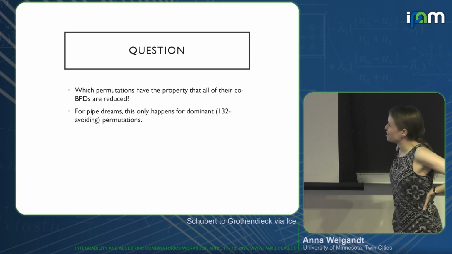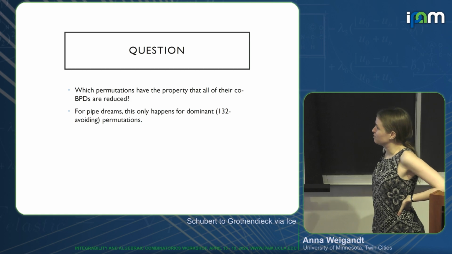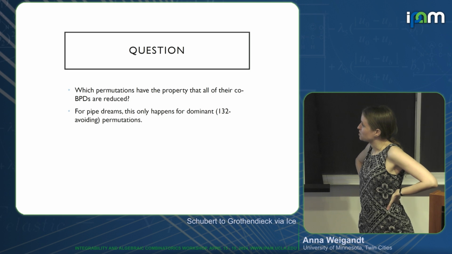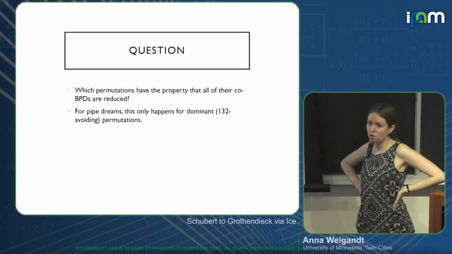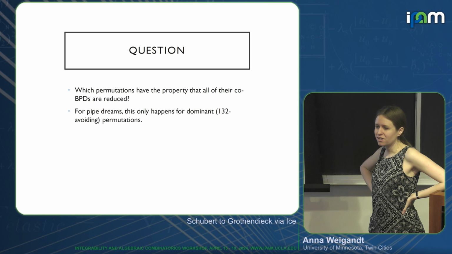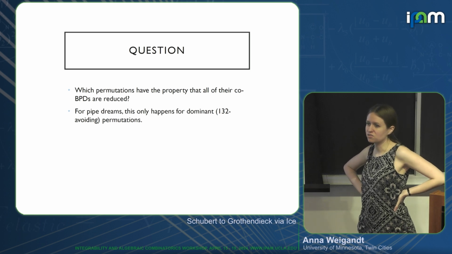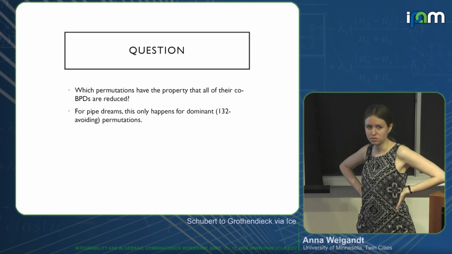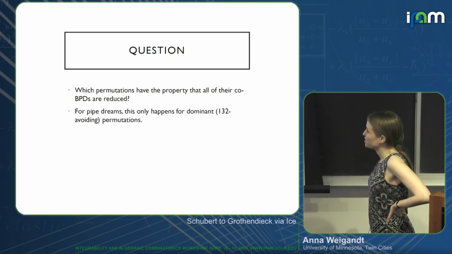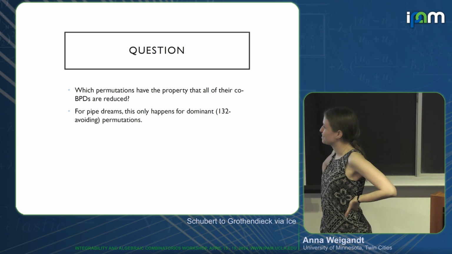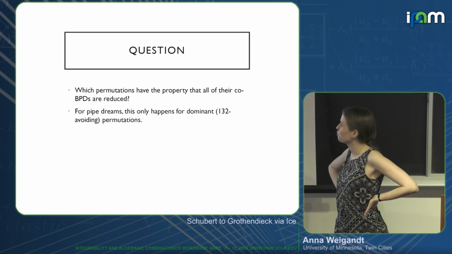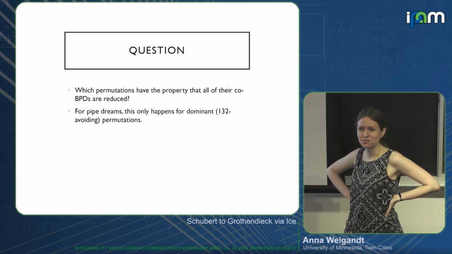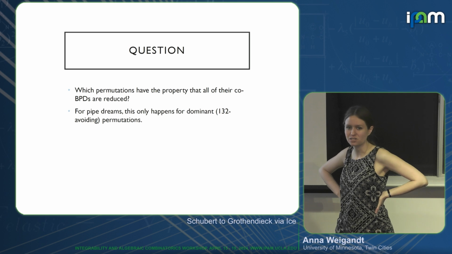Okay, so one thing I haven't really looked at very much, but if it intrigues you, I'm wondering which permutations have the property that all of their co-bumpless pipe dreams are reduced. Is there a nice characterization of permutations for which you don't have to throw anything away when you do the Grothendieck to Schubert expansion? For pipe dreams, this question doesn't really make sense because this only happens for dominant 132-avoiding permutations. So with pipe dreams, you will always have to throw stuff away if you're outside of this dominant case.